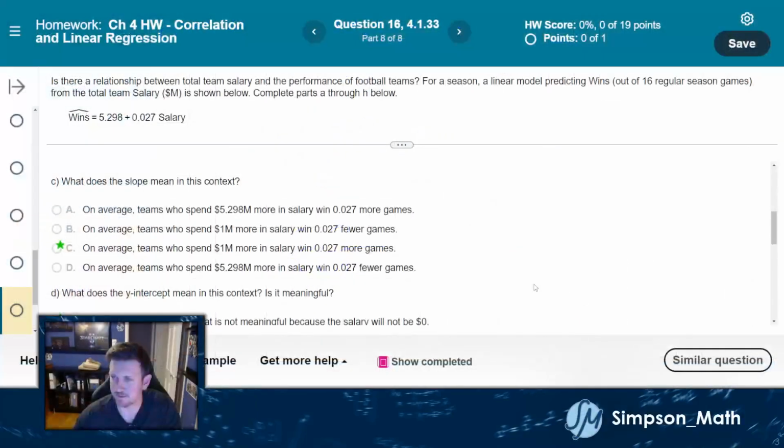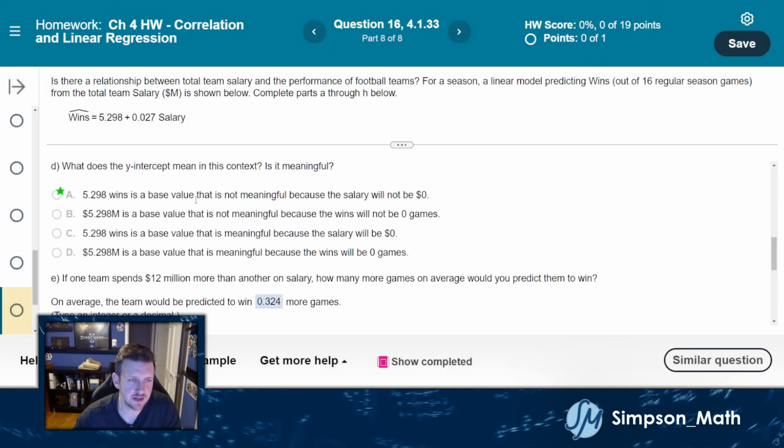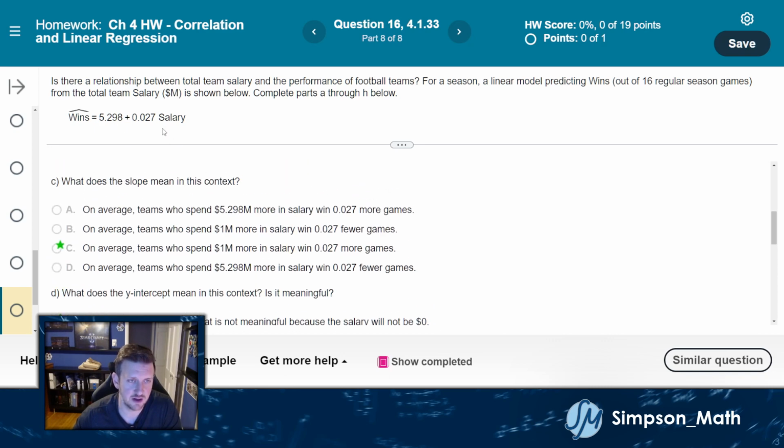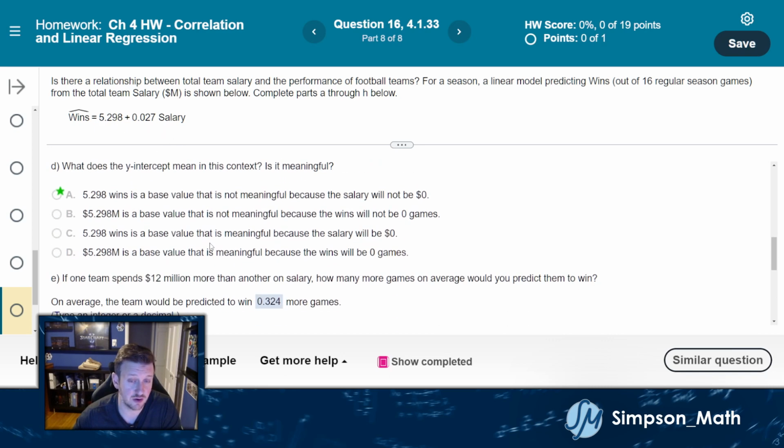All right, let's go back to the question. What is the y-intercept in this context? We know it's 5.298. If you answered this right, none of the options should be 0.027. They're all gone. So it should be that.